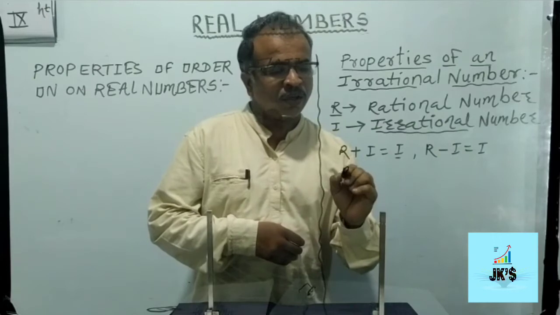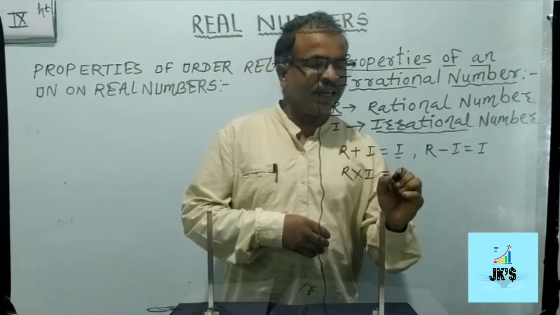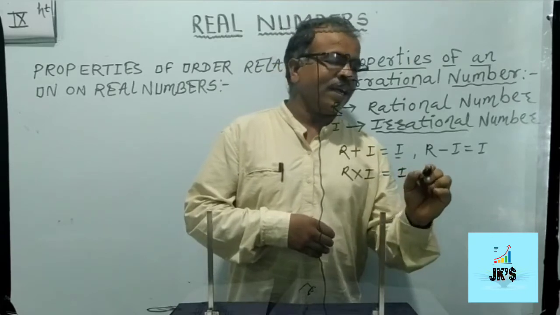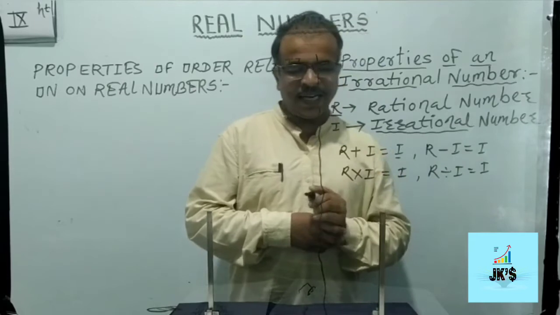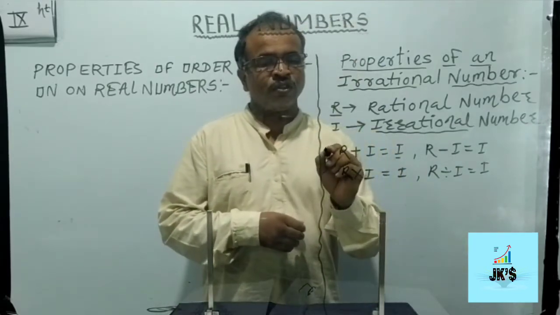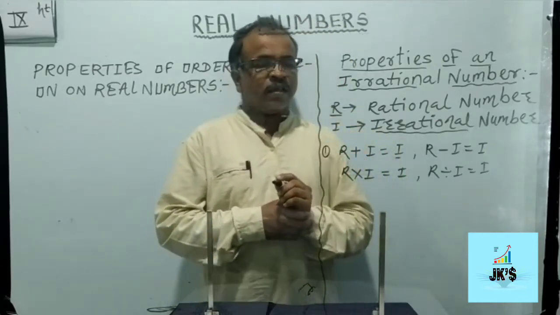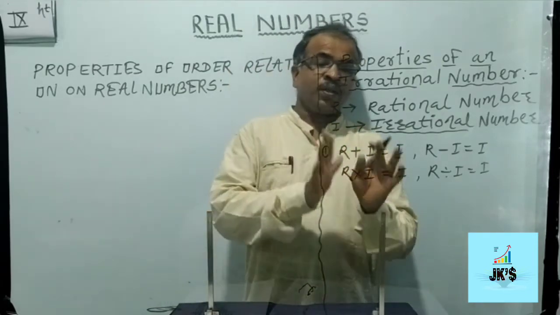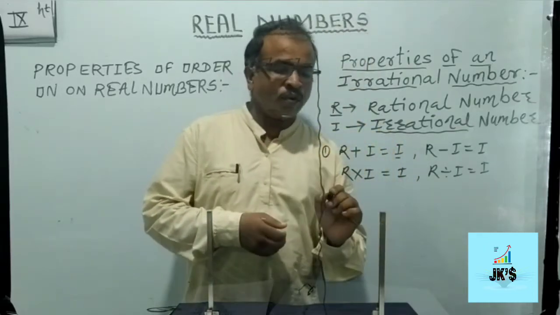A rational number into an irrational number is irrational. And rational divided by irrational is also irrational. This is the relation between rational and irrational numbers, or the operations between a rational and an irrational number.